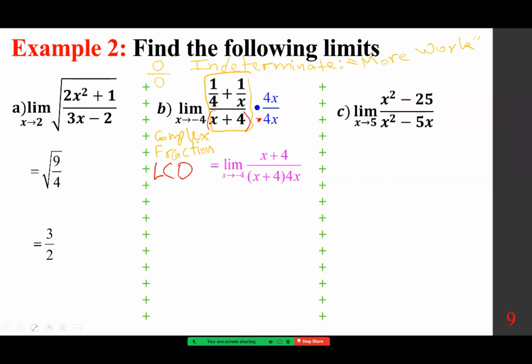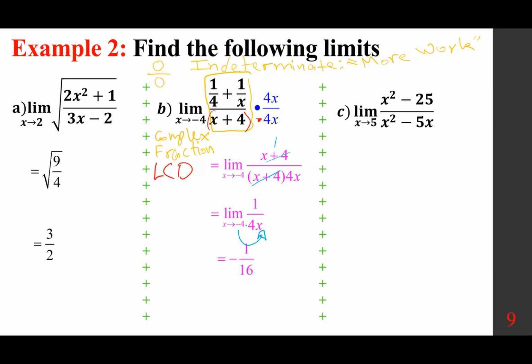And now, x plus 4 cancels out. We get 1 in the numerator. Remember, we carry the limit sign from a to z. Now that I'm going to replace the x with -4, I can lose it and write -1 over 16. So in this case, the complex fraction required the algebraic technique of using LCD, the least common denominator.